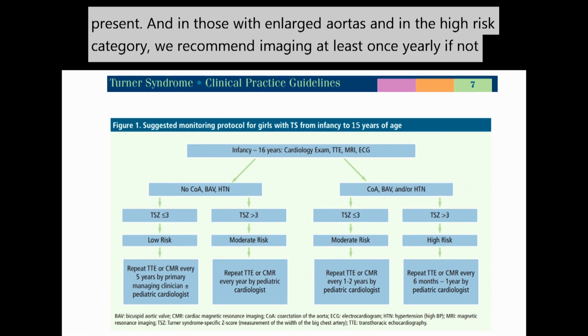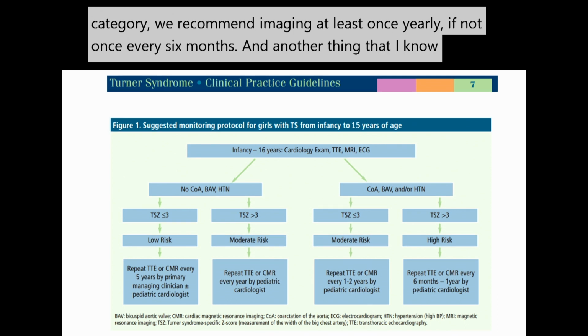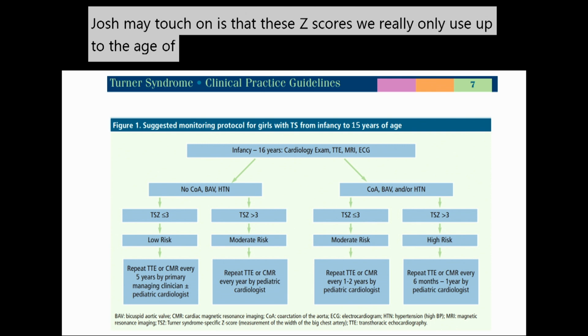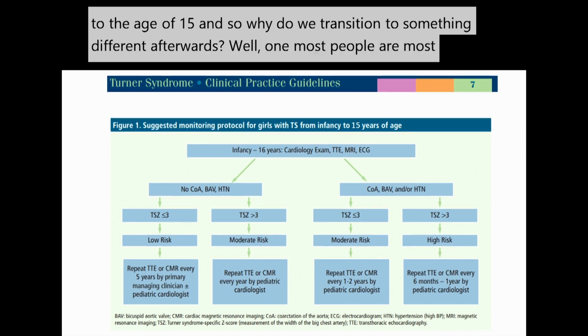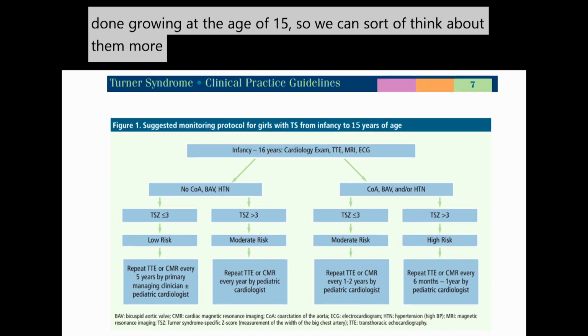And in those with enlarged aortas and in the high-risk category, we recommend imaging at least once yearly, if not once every 6 months. Another thing that I know Dr. Prakash may touch on is that these z-scores we really only use up to the age of 15. And so why do we transition to something different afterwards? Well, one, most girls are done growing at the age of 15, so we can think about them more in the adult world.